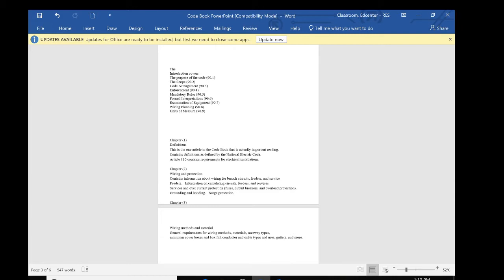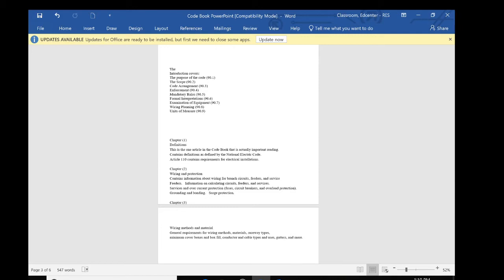The code arrangement is 90.3, code arrangement, and I'm not going to read through that because that's what we're going through right now, but you can highlight that and go back. It's the same thing we're talking about. It tells you how it's arranged and what's what in it.